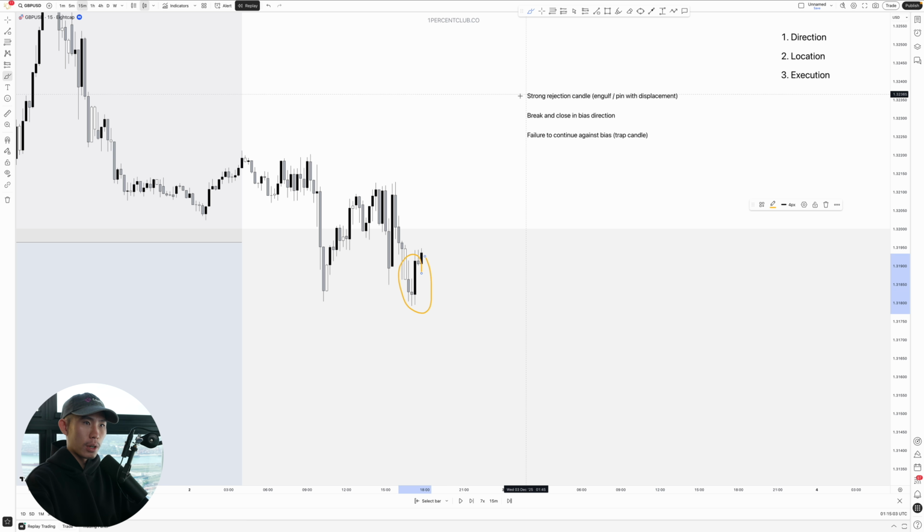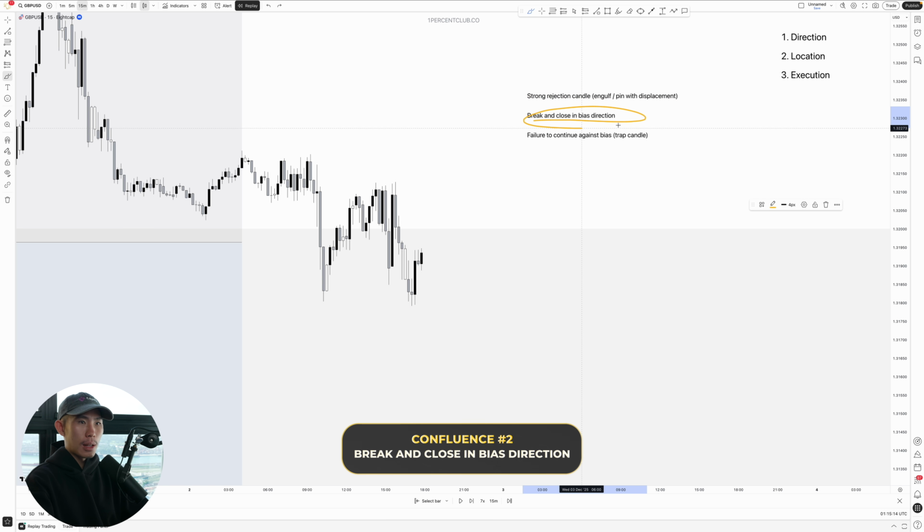So that is my first confluence, a strong rejection candle, which is either an engulfing candlestick, pin with displacement, or both. And ideally in this case, we got both. And then you also want a break and close in the buyer's direction.